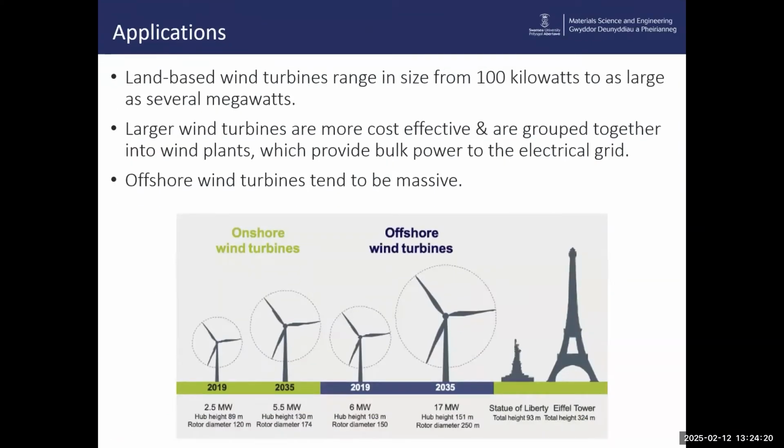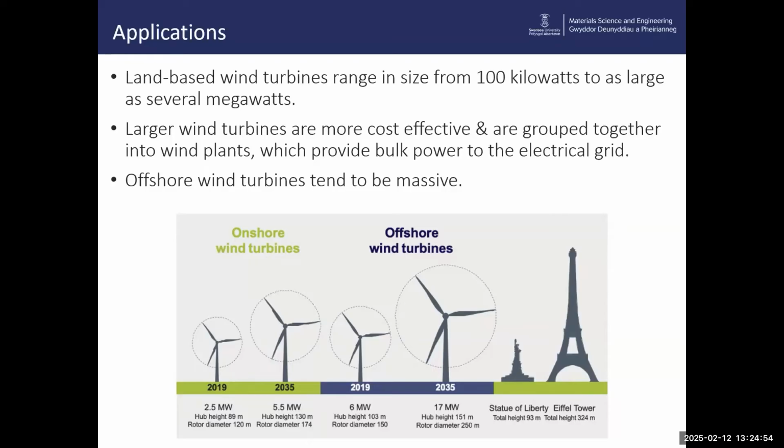Some applications. This schematic really shows the scale of these things, and as the video mentioned, the difference in size between onshore wind turbines and offshore wind turbines. Land-based wind turbines range in size from 100 kilowatts to as large as several megawatts. These are currently with a hub height of about 89 meters. And looking forward to 2035, we're expecting the hub height to be 130 meters.